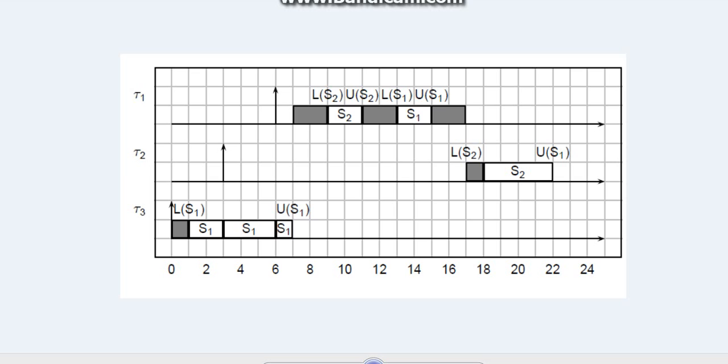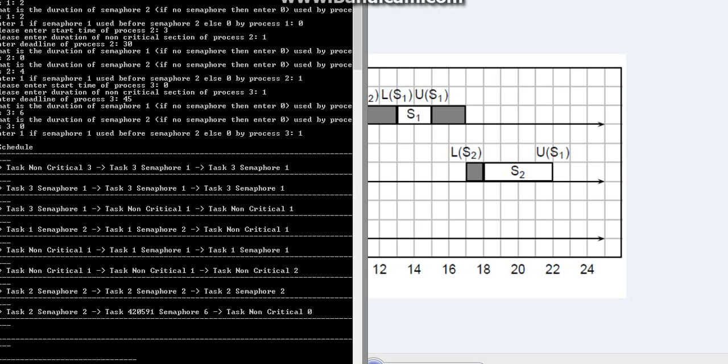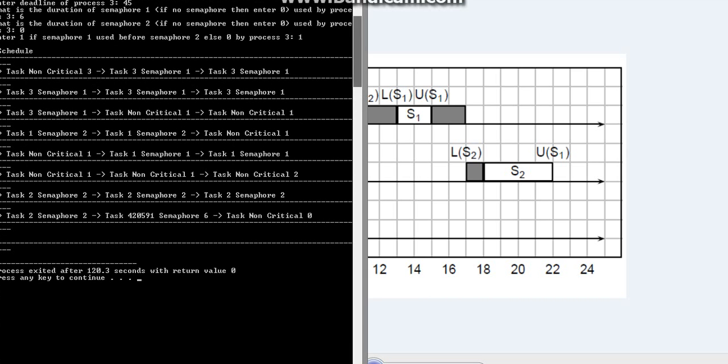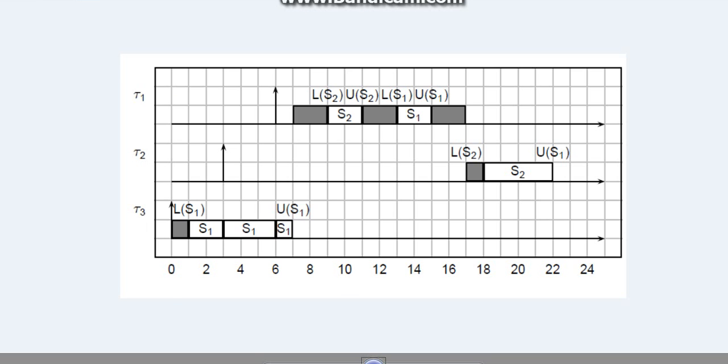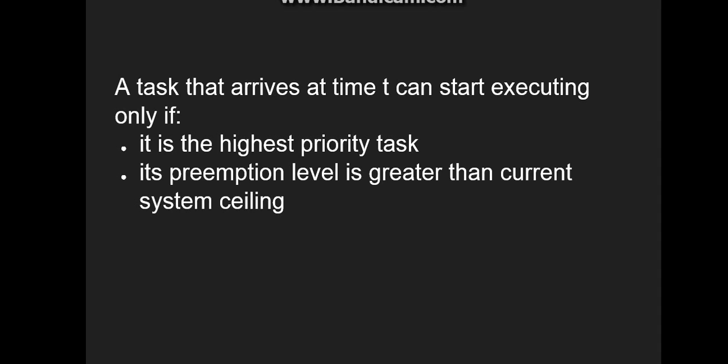So there is no context switching, and tau 3 executes with semaphore S1, and it releases the semaphore at t equals 7. Now when task tau 3 unlocks, the system ceiling goes down and all other tasks can start executing. Among the other tasks, tau 1 and tau 2, the higher priority task is assigned first. Tau 1 is executed, and then tau 2 is executed. This is the output of our code, and its graphical representation is presented here. So using these two rules, we have implemented a C code for SRP with DM.